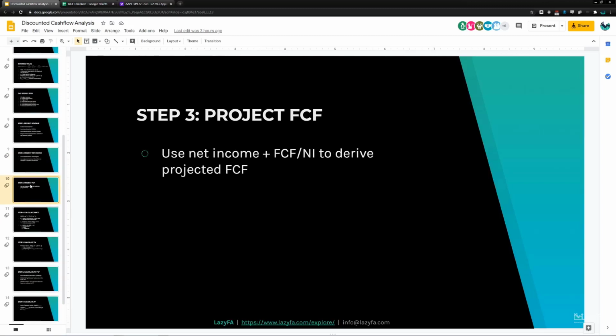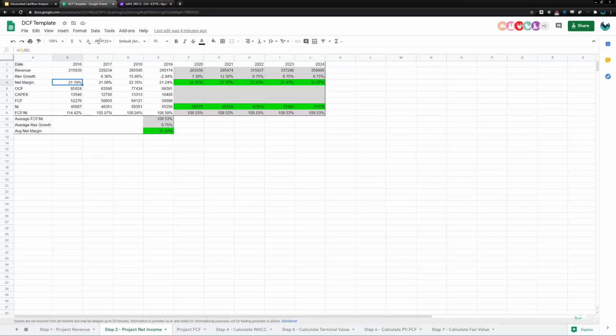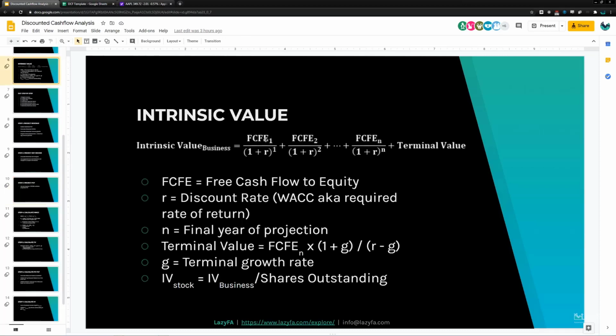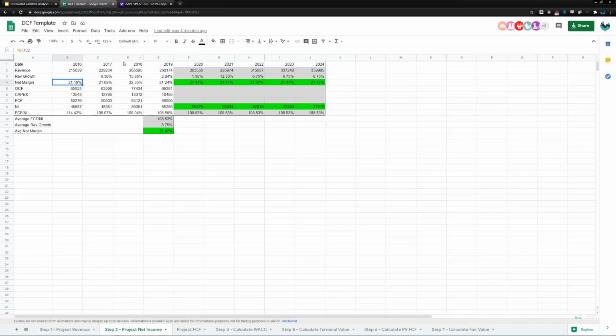And now we can use net income and that free cash flow to net income ratio that we calculated earlier in order to derive our projected free cash flow. And that is what we're really interested in, because that gives us the first part of this intrinsic value calculation. That gives us all the FCFEs. So we have the top pretty much done at this point once we project out free cash flow.